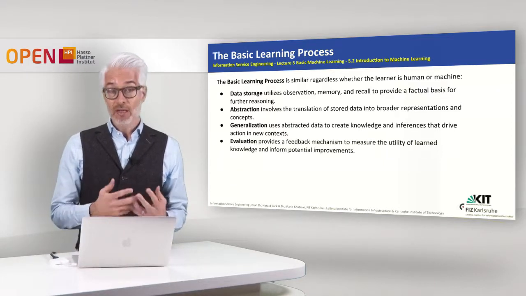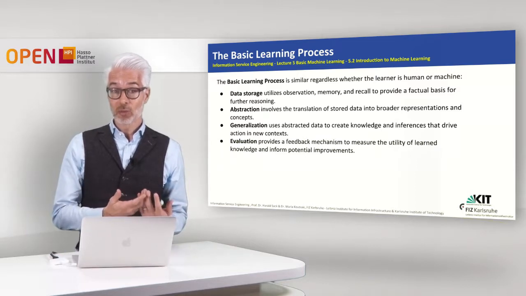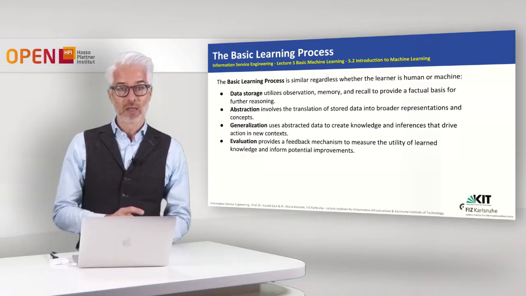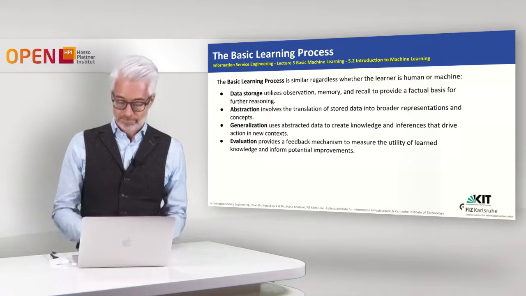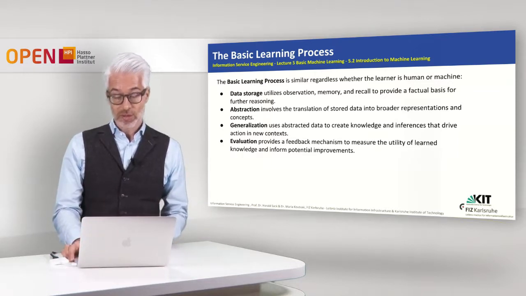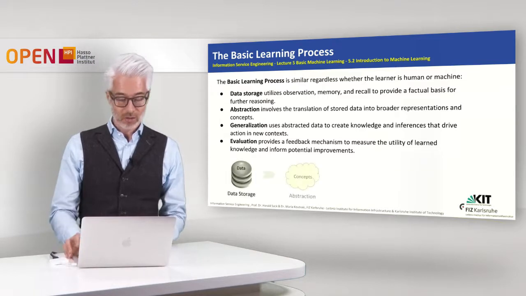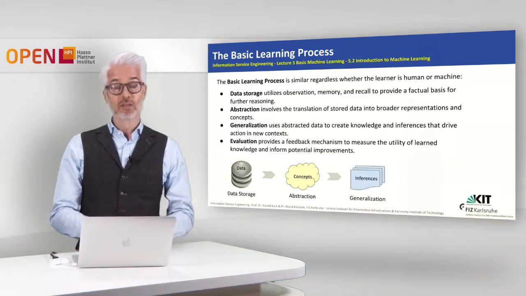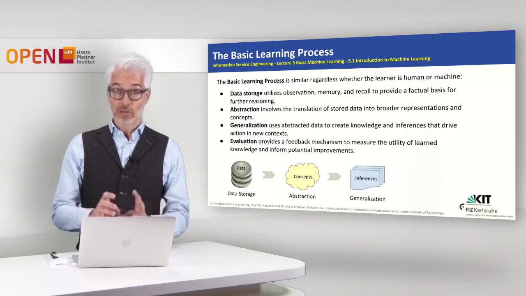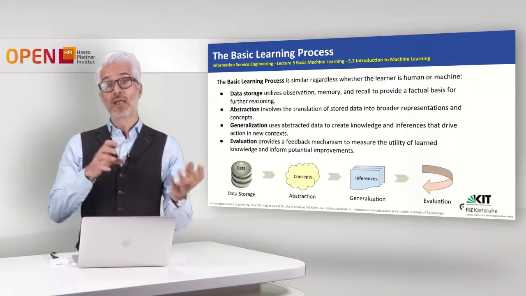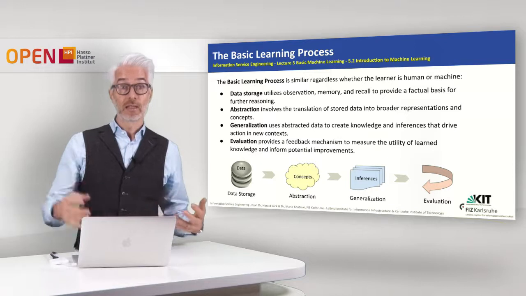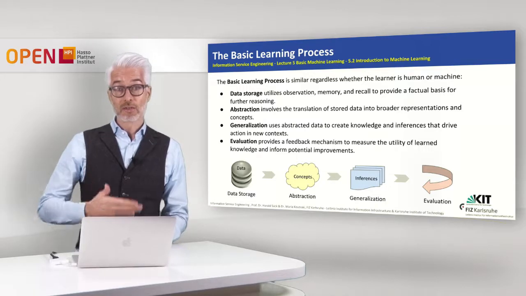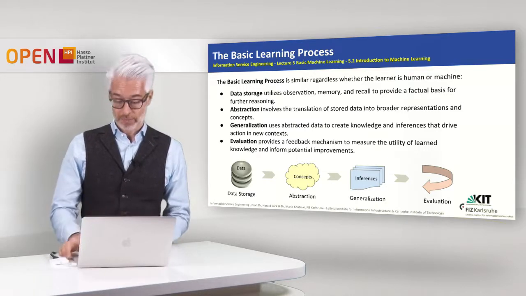And then, of course, you have to evaluate it, find out whether it was correct or not, and this provides feedback. A feedback mechanism to measure the utility of learned knowledge and inform potential improvements. So that's the basic learning process, no matter whether it's human or machine. So you start with the data storage, then you go further with abstraction, try based on that to achieve generalization, you apply your knowledge, and then you have to do an evaluation and probably recalculate and retry. So this is the basic process that we continuously go through also in machine learning.